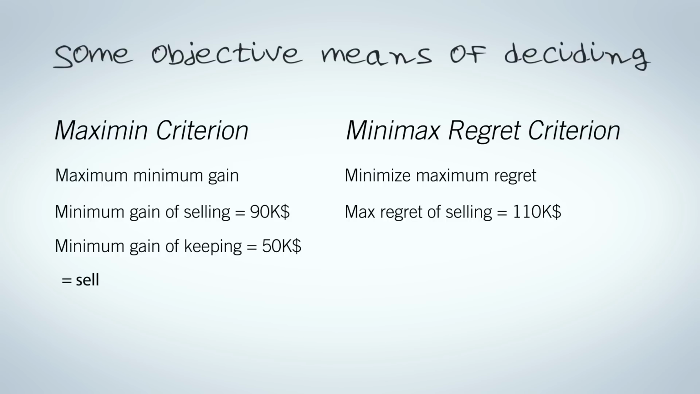Now, what happens if I keep it? Well, then what's the nightmare scenario? The nightmare scenario is that if I keep, then the worst thing that can happen is it's not going to go up. It's going to go down, and it's going to be $50,000. But my maximum regret of keeping will be that I could have sold, and if I would have sold, I would have made $40,000 more. And so your regret from making the sell decision is $110,000.